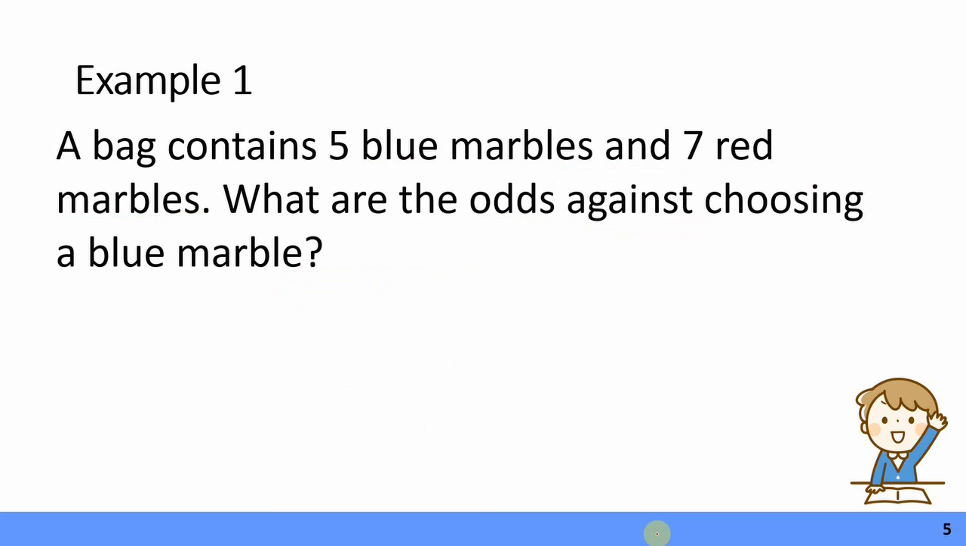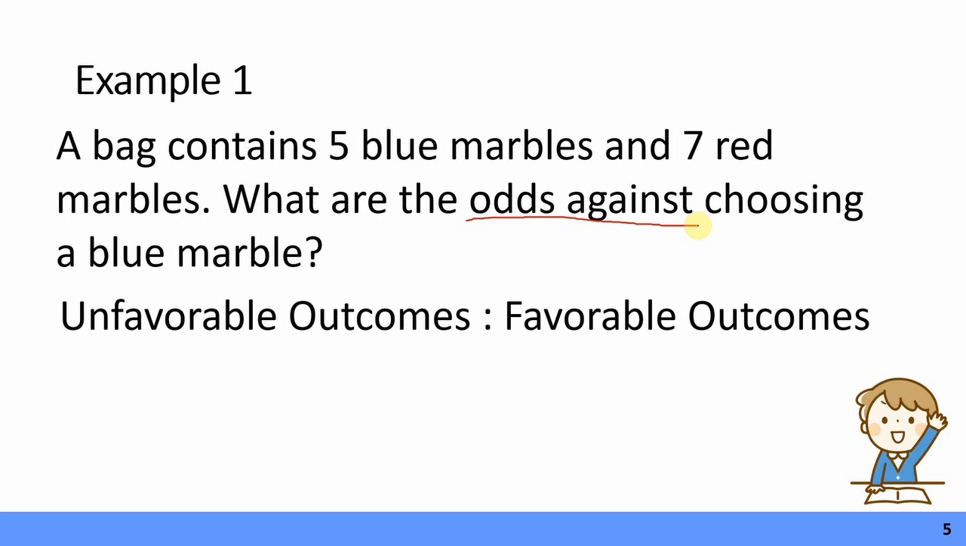Let's try another one. Same question. We still have 5 blue marbles, 7 red marbles, but now the question is asking you for what are the odds against choosing a blue marble. So again, since I'm asking for odds against, you're going to start with unfavorable, compare it to favorable. What in the world does that mean?